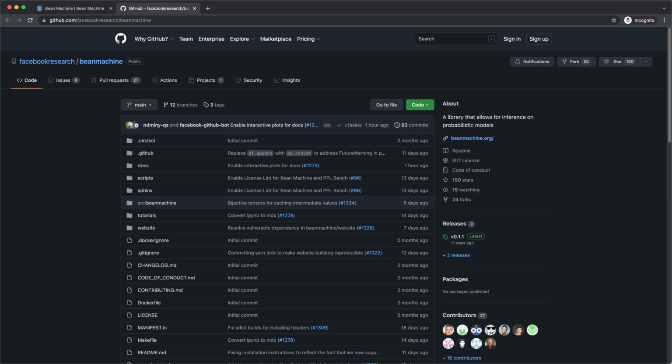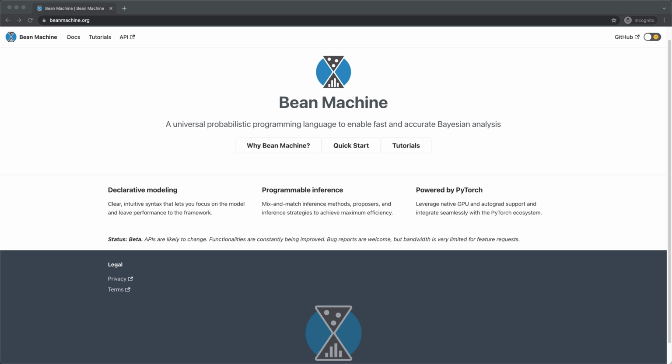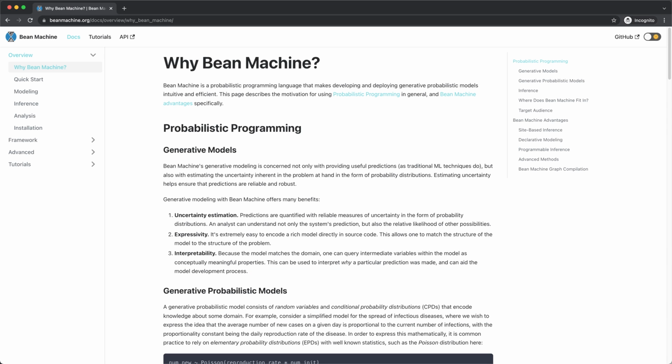Bean Machine is a universal probabilistic programming language that enables fast and accurate Bayesian analysis. Probabilistic programming languages, or PPLs, describe statistical models and provide the mechanics to perform inference in those models. In other words, it's a way to help researchers create simulations and then predict their outcomes.